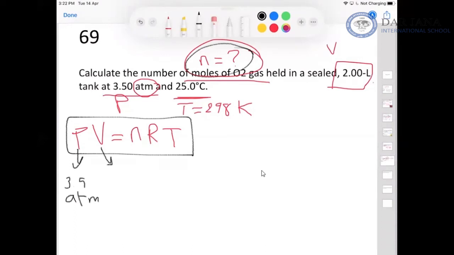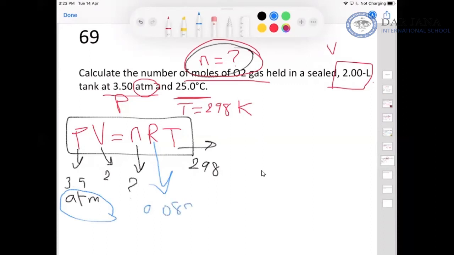The volume is 2 liters. It's already given in liters, so I don't need to convert. The number of moles is required. The temperature is 298 Kelvin. Now, R, since the pressure is given in atmosphere, then I will use R as 0.0821 because the pressure is given in atmosphere. Now, all you have to do is to plug in these values.